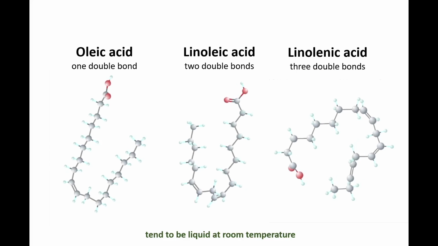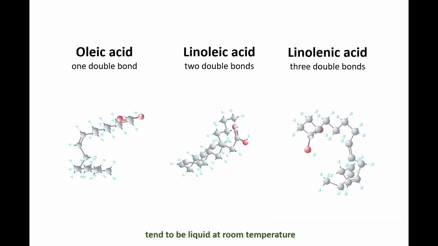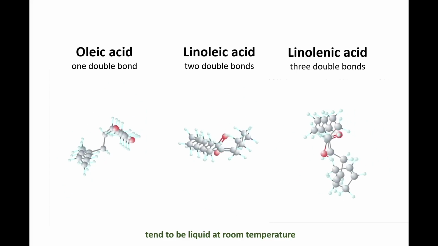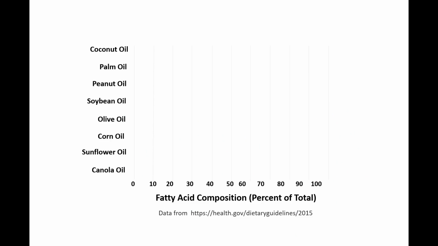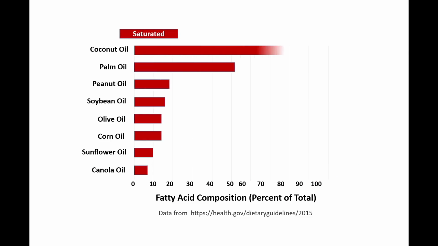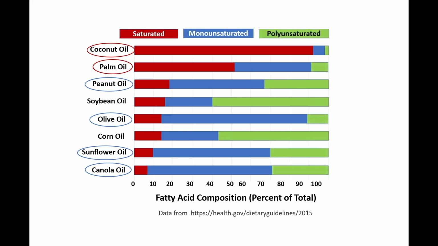The double bonds in unsaturated fatty acids create kinks in the carbon chain, making the intermolecular interactions weak, so they tend to be liquid at room temperature. The composition of fatty acids in plant lipids varies with the species. Coconut oils and palm oils are high in saturated fatty acids. Olive, canola, sunflower, and peanut oils are high in monounsaturated fatty acids. Soybean and corn oils are high in polyunsaturated fatty acids.